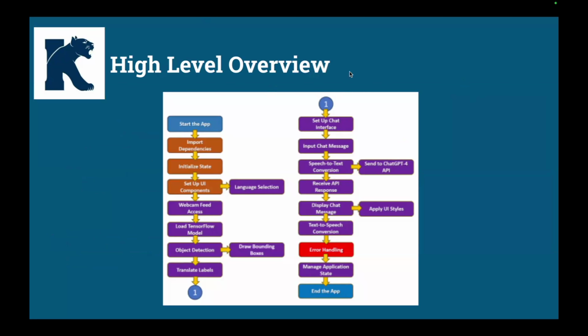If you could just follow my cursor over here, I'm going to do a small walkthrough of the high level overview flowchart. At the start of the app, there's a language selection option. Its default is English. Once you allow webcam access, it loads our COCO SSD object detection model. It draws boxes around the objects and implements the labels. Depending on the language selection, it will translate the labels and incorporate them into the input for the chat message and send it over to ChatGPT 4. Then it will respond with the message, and by implementing the label, it becomes somewhat context aware.